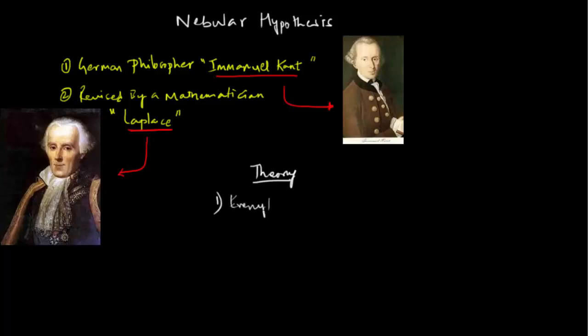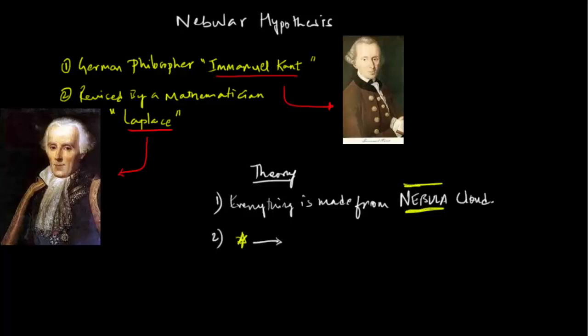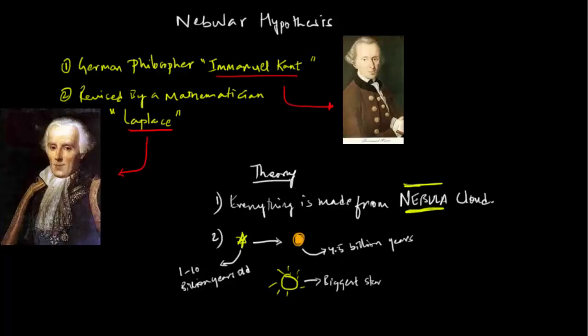First, everything right from the sun, planets, stars, asteroids, everything has been created from a nebular cloud. Second, stars were formed way before planets and asteroids came into existence. Planets are somewhere around 4.5 billion years old, and most stars are between 1 billion to 10 billion years old. And the sun is the biggest star in the universe, remember that.